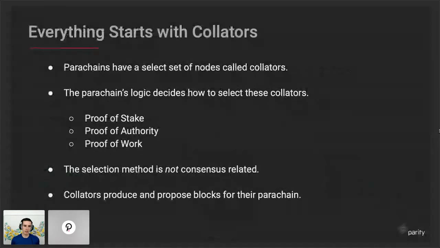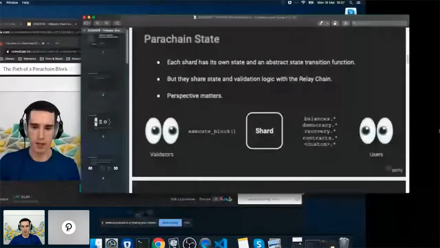So if we want to get a block or a state transition from one of these shards into the relay chain, we're going to start with the collators who are on that parachain. And so only one of them can submit a block to the relay chain at one time. And so it's really up to the parachain's logic of how they're going to select these collators. Actually, before I move on to this, just from the introduction, are there any questions?